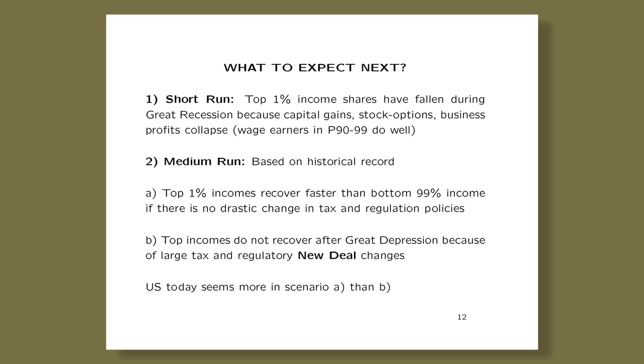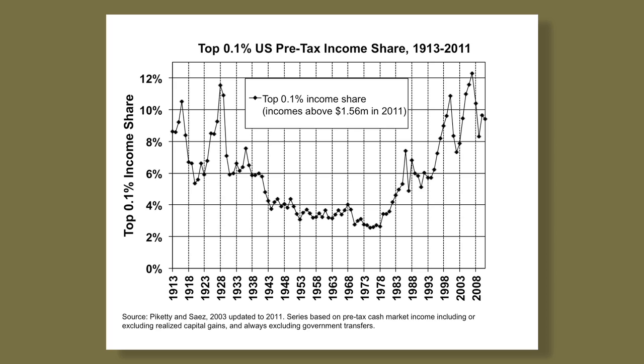Okay, so what to expect next? In the short run, as we've seen, top 1% income shares have fallen during the Great Recession. In the medium run, based on the historical record I have described, top 1% incomes typically recover faster than bottom 99% incomes if there is no drastic change in tax or regulatory policies. So let me go back again and show you this chart where you see very clearly ups and downs following the business cycles, but those are temporary falls.